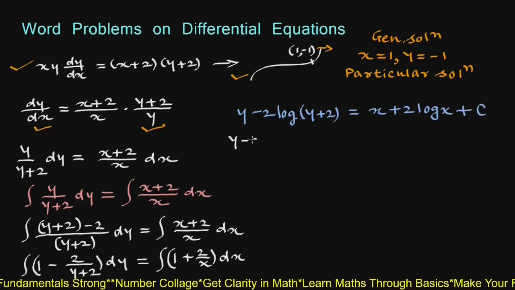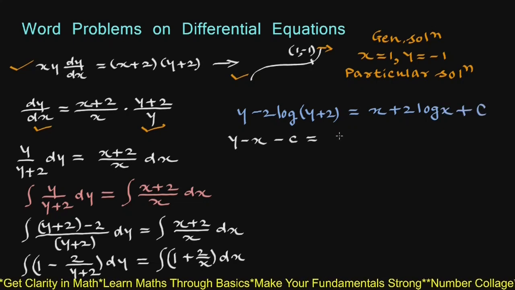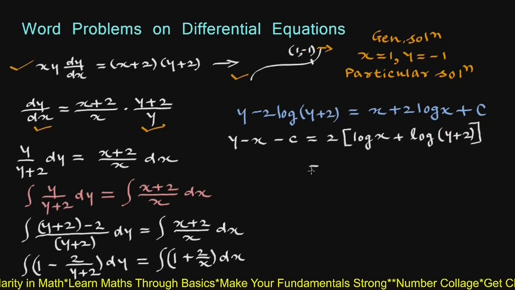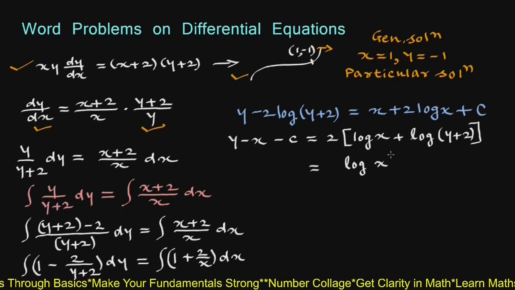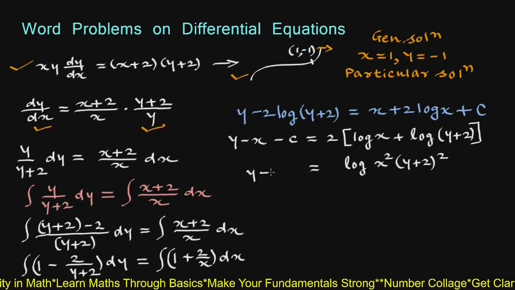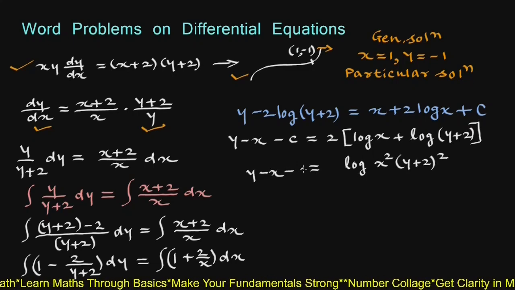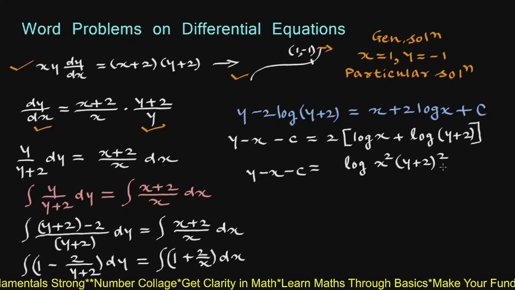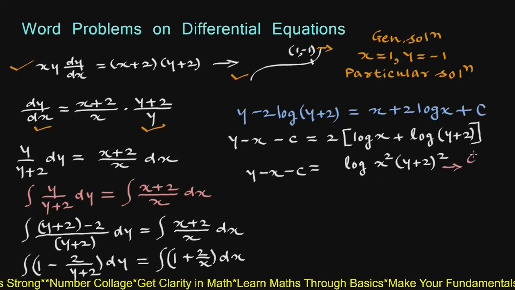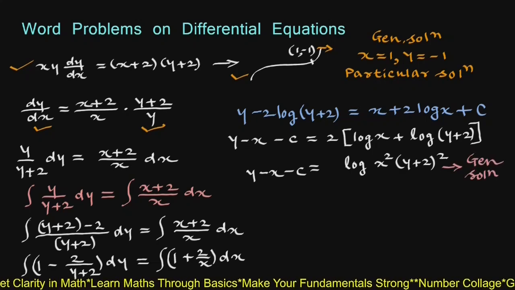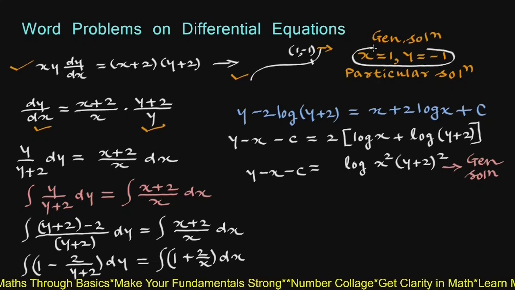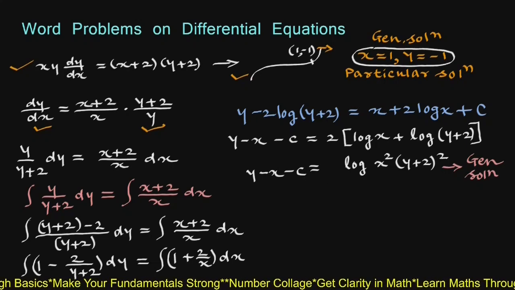y minus x minus c equals 2 log x plus log (y plus 2), which is log x square (y plus 2) square. So y minus x minus c equals log [x square into (y plus 2) whole square]. Now this is the general solution of the differential equation. Now by putting x equals 1 and y equals minus 1, we will find the value of c.